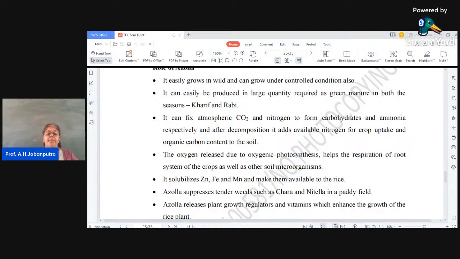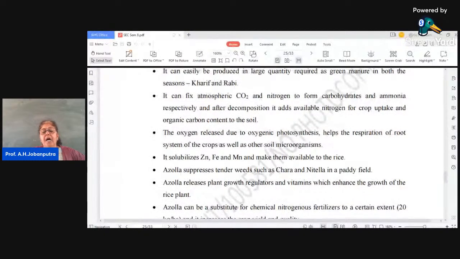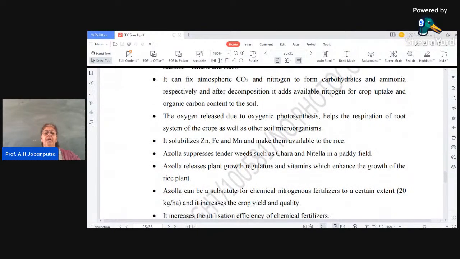It can also solubilize heavy metals like zinc, iron, manganese, and it can convert them in a form which will be useful for the plants. Then it can also avoid the growth of weeds. जे जंगली प्लांट्स आहे ज्याला चारा निटेला असं आपण म्हणतो, तर ते चारा निटेलाला तो ग्रो होऊ देत नाही. सहसा भाताच्या शेतीत हा चारा वगैरे ग्रो होत असतो, तर तो त्याला सुद्धा तो अजोला सप्रेस करू शकतो. It also provides some plant growth regulators, vitamins which will support the growth of the plants.